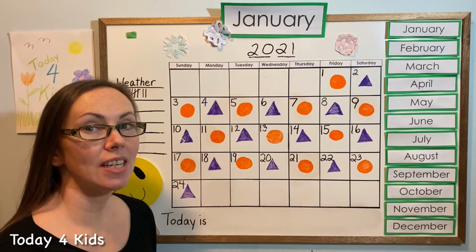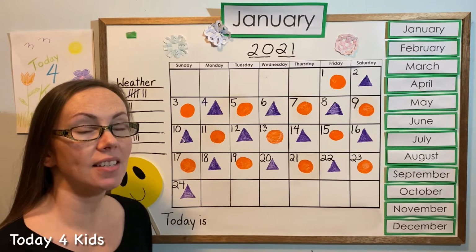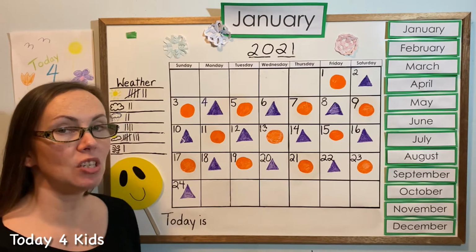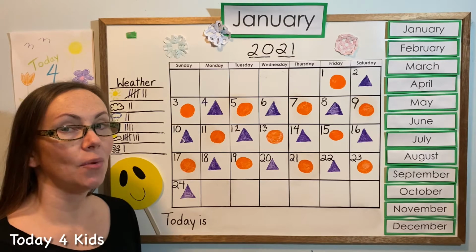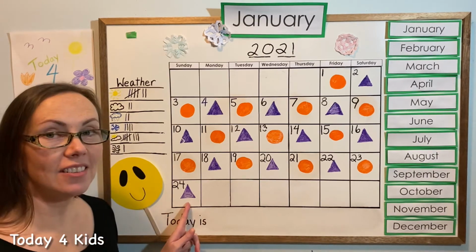Let's figure it out together. Can you look at the board and tell me which square has the last shape in our pattern? Can you see it? What shape do you see? The last one that we drew on our calendar. And what color is it? Did you guess the purple triangle?